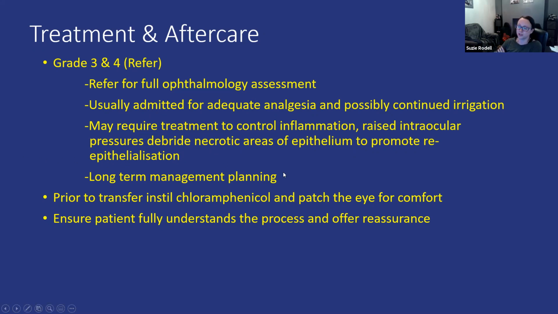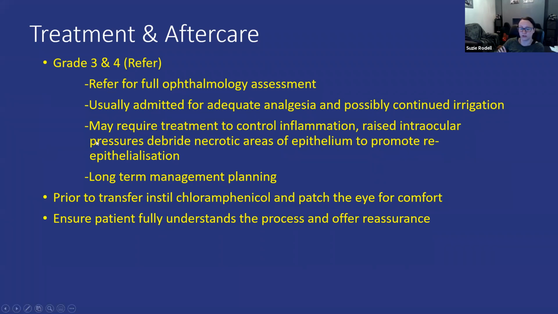Long-term management. So these patients are going to need some long-term management of their chemical burns. So be sure to refer all of these. And like I said, discuss 1 and 2 quite often, unless I'm 100% sure that this patient is not very symptomatic, it's not an alkali, its pH is neutral, and then quite often maybe I'll just say to them, use the chloramphenicol and optician to follow up in a few days.